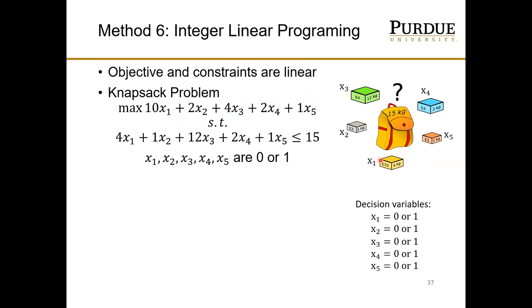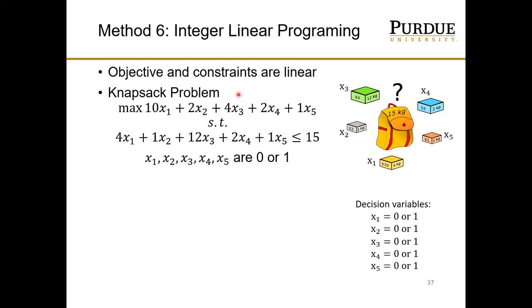Which means x1 is this atom, and the decision variable x1 will be either 0 or 1. If it's 0, we don't have the $10. If it's 1, we have the $10. So that's the objective; we add all the things together. For the constraint, we add all the weights together. If x1 equals 1, then we have 4 kilograms. We add all the decisions together, and that is the total weight within the bag. This total weight should be smaller than 15. That's the constraint.